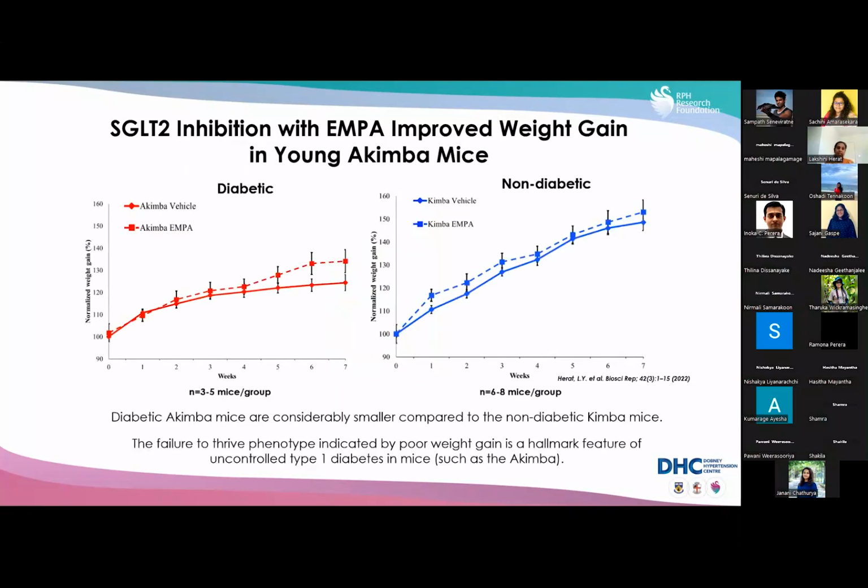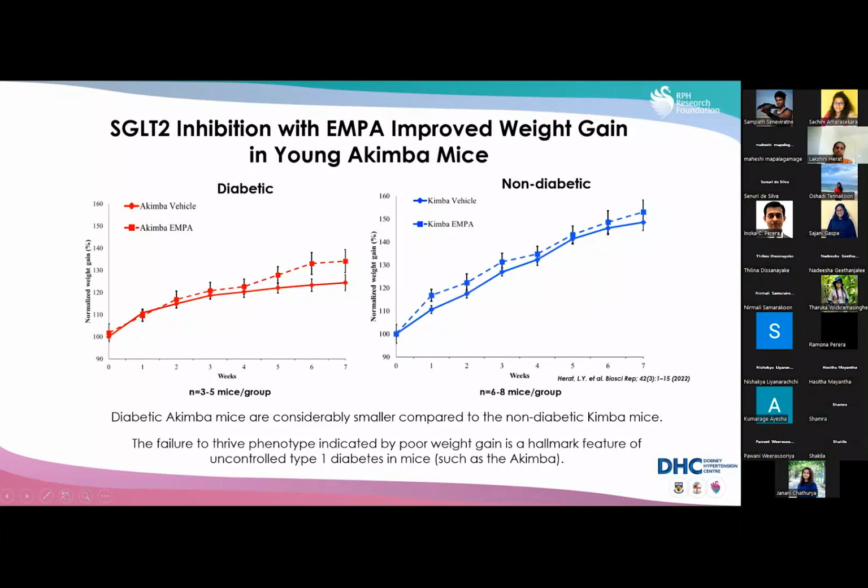We then looked at mainly the body weight in the young Epstein-Barr mice. A point to keep in mind is that generally type 1 diabetic mouse models, like the Epstein-Barr mouse model, are considerably smaller in size when compared to their non-diabetic counterparts. As you can see here, indicated by this continuous blue line, the vehicle-treated non-diabetic Epstein-Barr mice are considerably heavier compared to the diabetic Epstein-Barr mice.